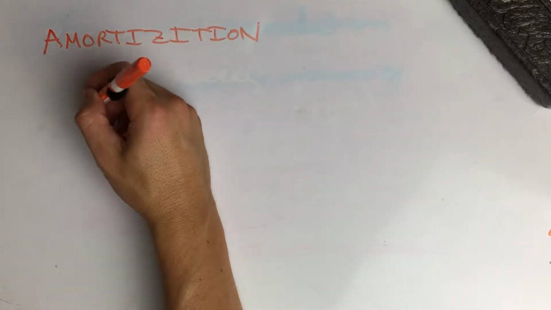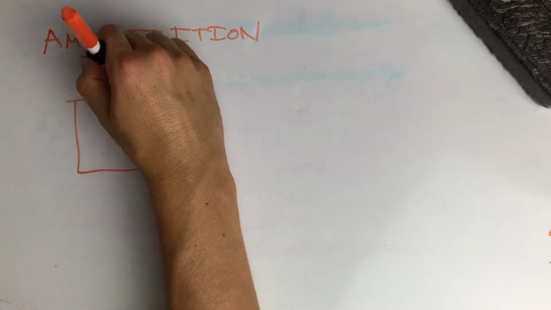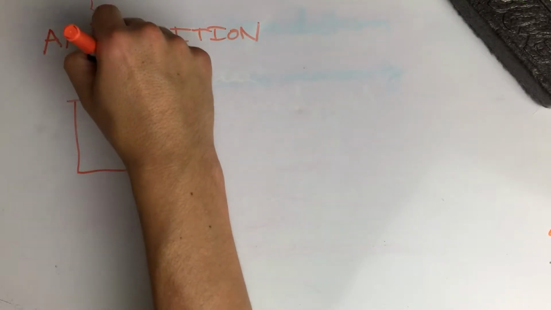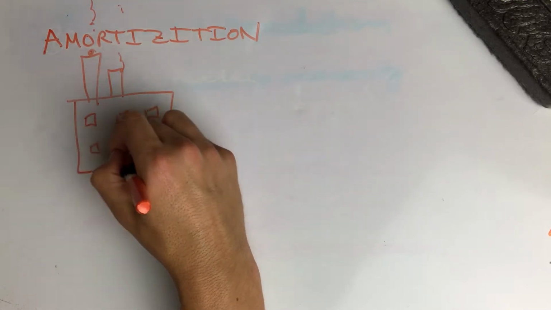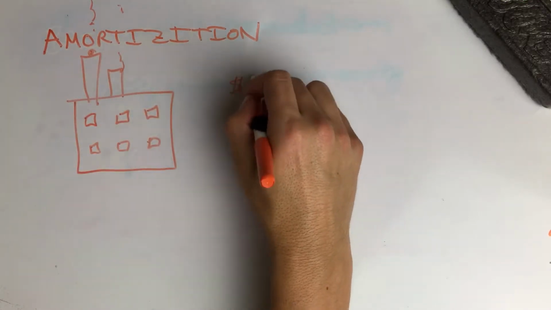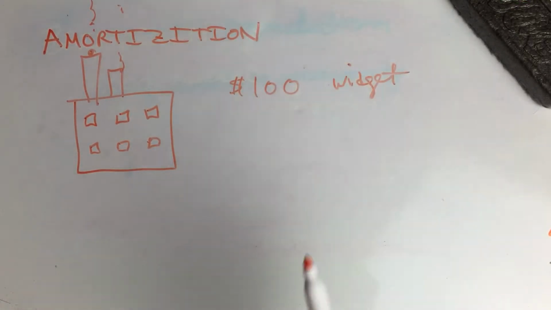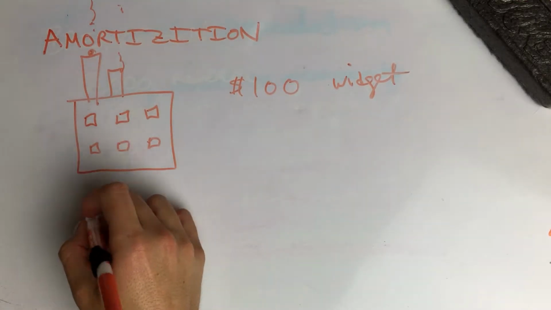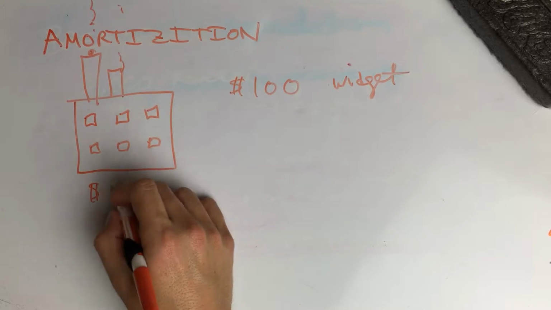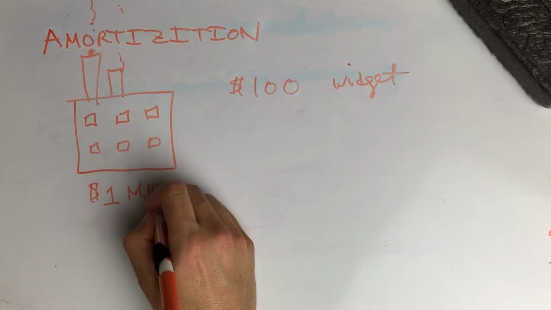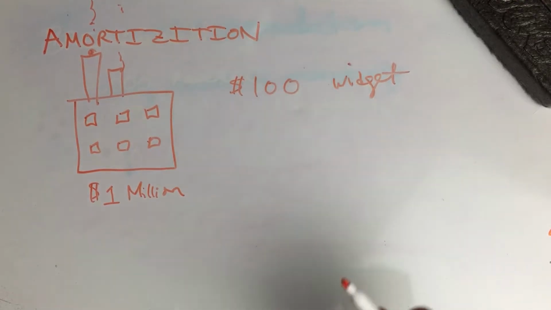Amortization. Let's draw some pictures just because this will make it more interesting. Here's your factory. These are smokestacks. In your factory, you're making a product. You sell that product for $100. It's your widget. All right, how much did this factory cost you to build? Let's say it cost you $1 million. That's a lot of money to sell a $100 widget.